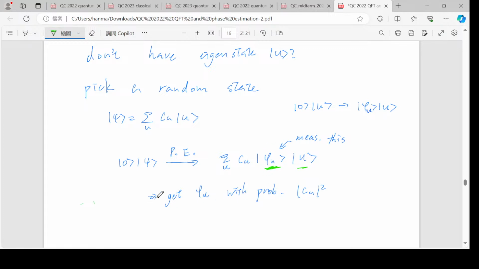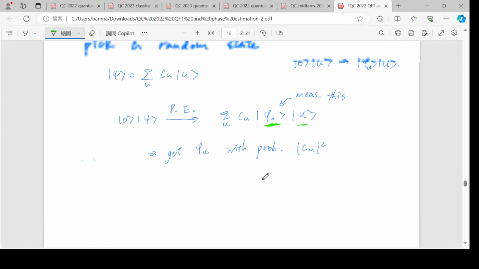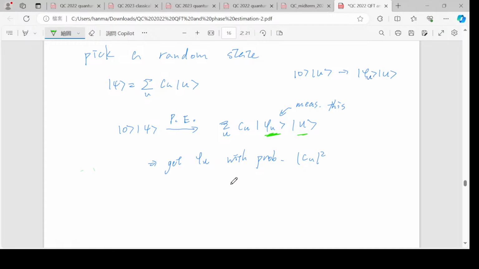So this might seem not very useful, but it turns out it will be useful when we do factoring. When we do factoring, obviously this psi u depends on which u we actually hit with a random starting state, but we'll see that we pick a quite smart starting state, and almost every psi u we get here will give us useful information when we do factoring.